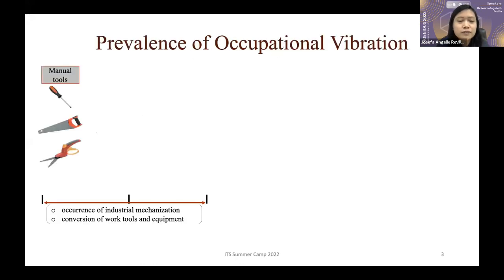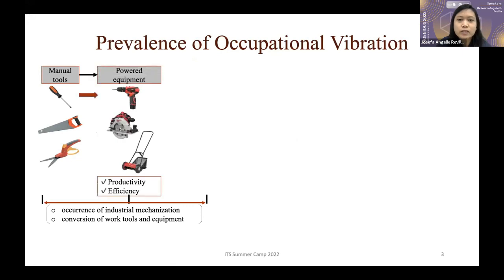Okay. So for the next slide, let me briefly introduce to you the prevalence of occupational vibration. We all know that in the early days, we were all using manual tools. However, due to industrial mechanization, these manual tools have been converted to mechanized or powered equipment, primarily because we want to improve productivity and efficiency. So this is not just present in the agricultural sector. This can also be observed, and this is very prevalent even in the manufacturing industry.